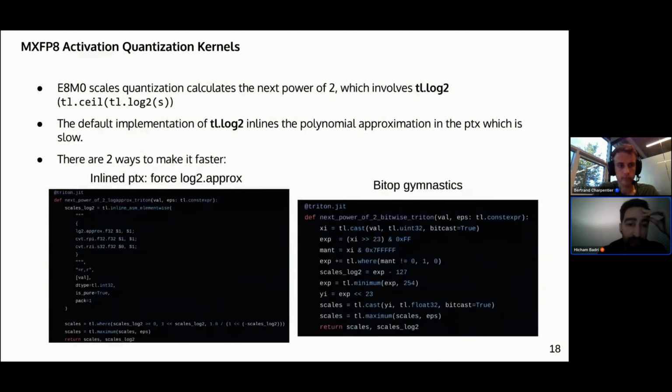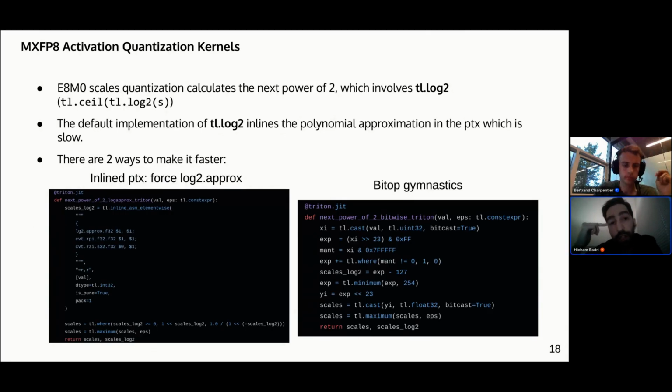So there's this next power of 2. We need to do this very efficiently in Triton. And the thing here is that you can do it with the TL log 2. But the issue is that it's actually a bit slow to do it with TL log 2. The reason is that if you use TL log 2 and you compile the kernel and take a look at the PTX code, you will see that the compiler will actually use a polynomial approximation of the log 2. And you will see that it's huge, a lot of polynomial approximations.